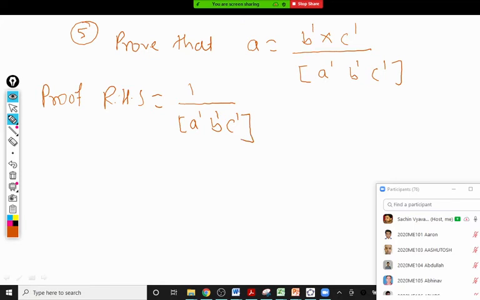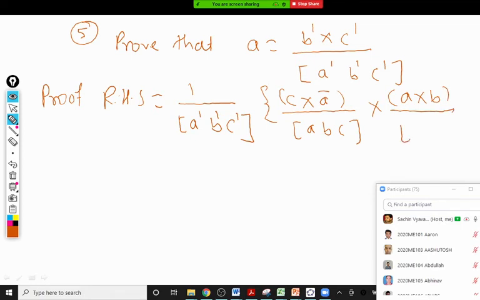Just we write the formulas for B dash and C dash. So in the bracket, B dash is C cross A upon box ABC. Cross C dash is A cross B upon box ABC. Remember, throughout don't use the bar notation if you're not using it. It is just by the definition of B dash and C dash. We just wrote this is the B dash, this is the C dash, and the same thing will happen now in the next step.